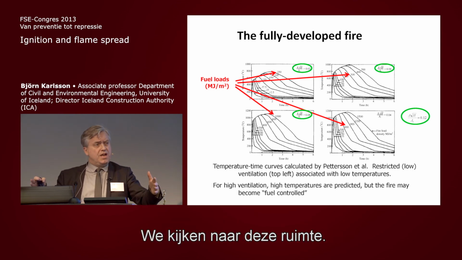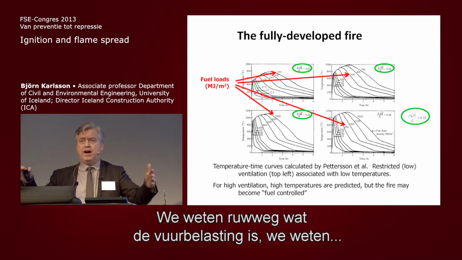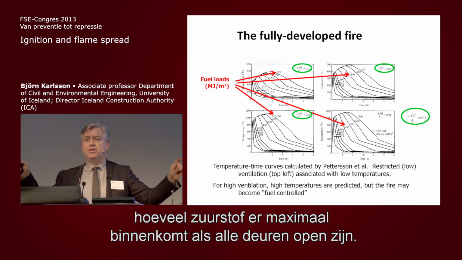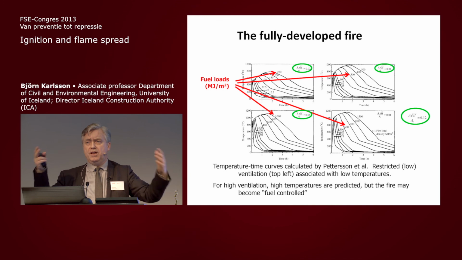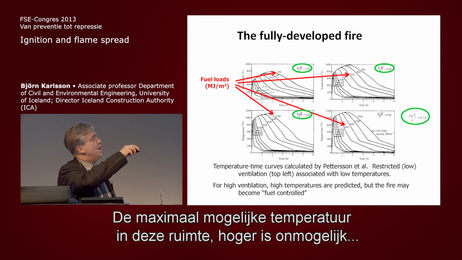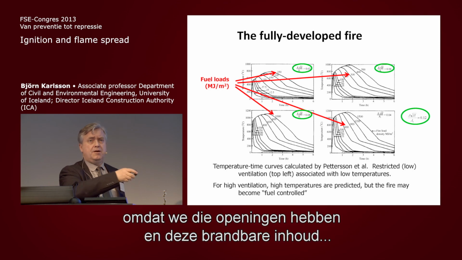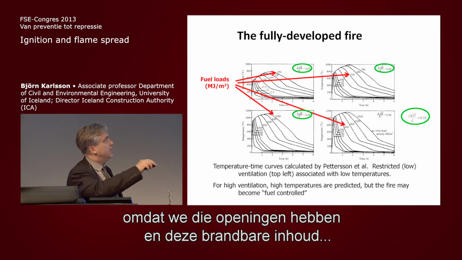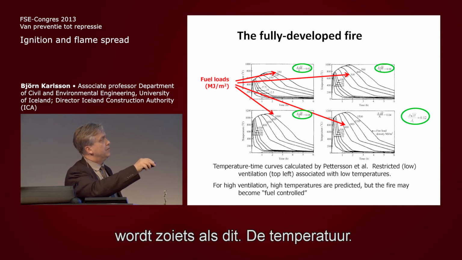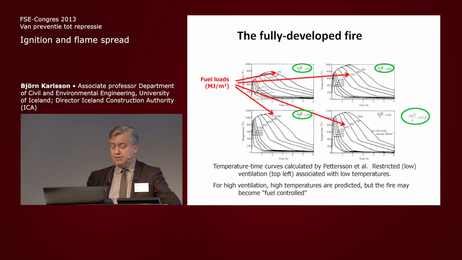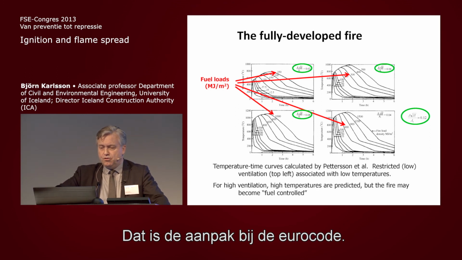We have a look at this room here. We know roughly what the fire load is. We know, if we open all the doors, what the maximum amount of oxygen is going to be, and therefore we can identify a curve here, say the maximum temperature possible in this room, it can't get any higher, because we have these openings and because we have these combustible contents. The temperature is going to be like this, and then we design the load-bearing structure to withstand this. That's a way of doing things in the Eurocode.